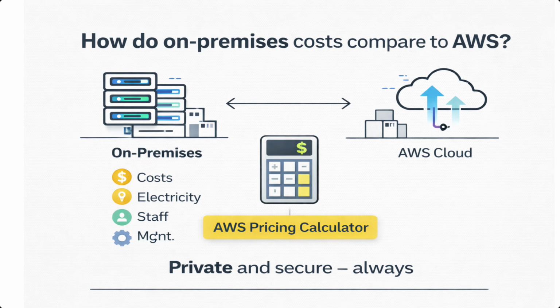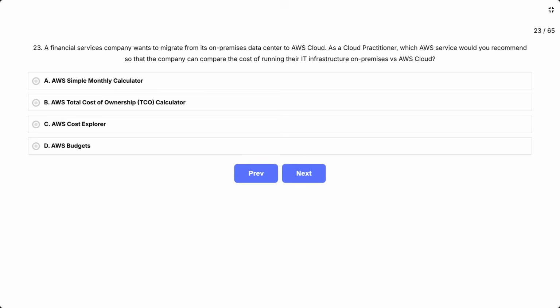This question asks which tool helps you compare on-premises infrastructure costs, servers, data centers, electricity, staff, versus AWS cloud cost before migration. Think of it as, which calculator shows me if moving to AWS will save money compared to keeping my current data center? The correct answer is B, AWS Total Cost of Ownership TCO Calculator.